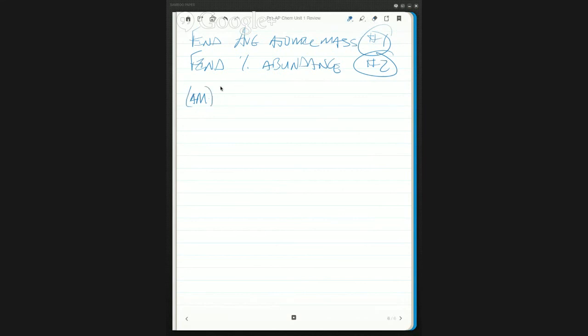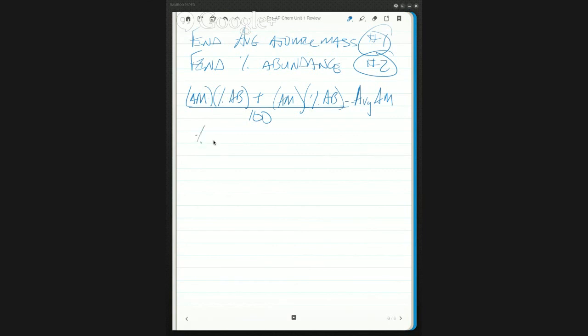So atomic mass times percent abundance plus atomic mass times percent abundance, divided by 100, is equal to the average atomic mass. It'd be easier if I write it out so our abbreviations are clear: average atomic mass. Okay? And so it all comes out of this.